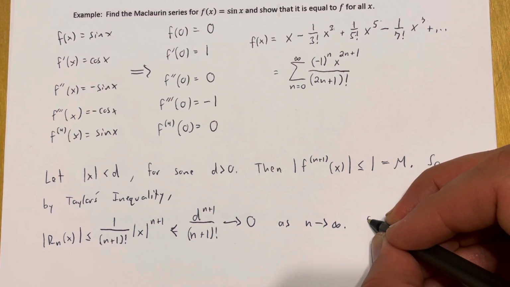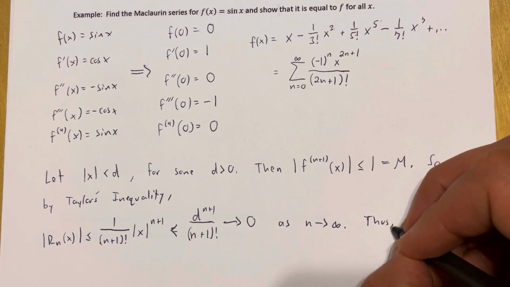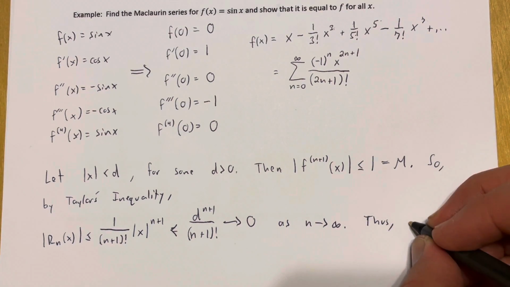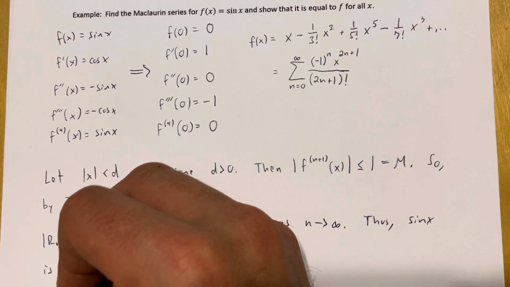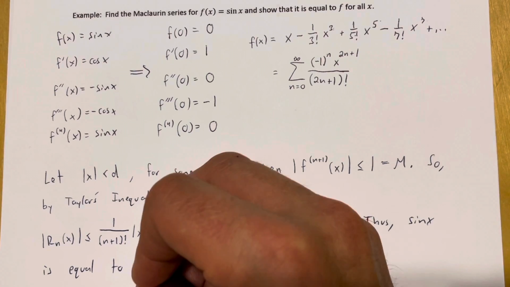So, therefore, I can say that sine of x is equal to its Maclaurin series.